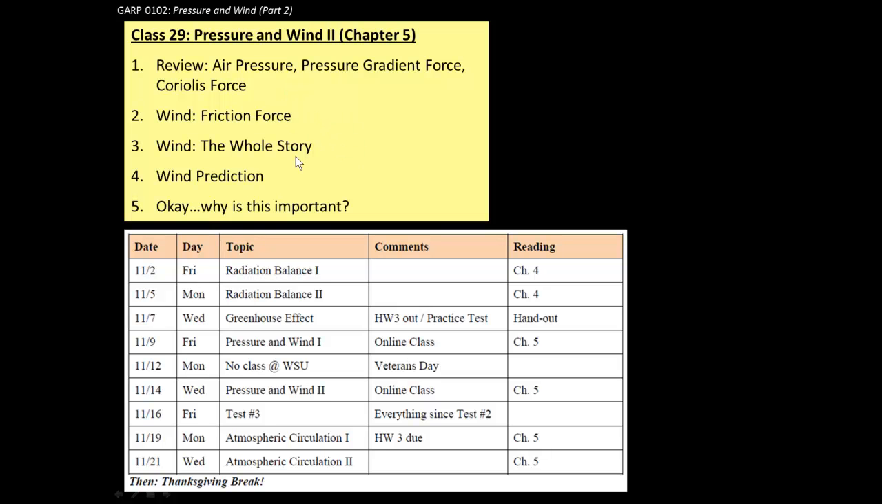We'll put it all together, and then we're going to do wind prediction, which is basically exactly what the people on the Weather Channel, what the TV people do when they forecast the wind. And then as a last section here, looking ahead a little bit, why all of this is important. Because ultimately, what we're getting then on Monday the 19th and then the 21st is atmospheric circulation, explaining global wind patterns.